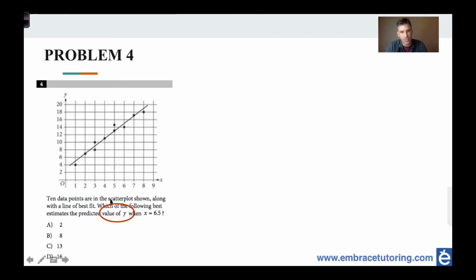So 10 data points are in the scatter plot, and I simply want to locate where x equals 6.5. So it's going to be right around here, and then I plug that in, and I'm just trying to figure out what the y is. So it seems as though it's going to be 16, right? From my answer choices, 16 is a possible answer, so I'm done, right? Problem number 4 is going to be D.